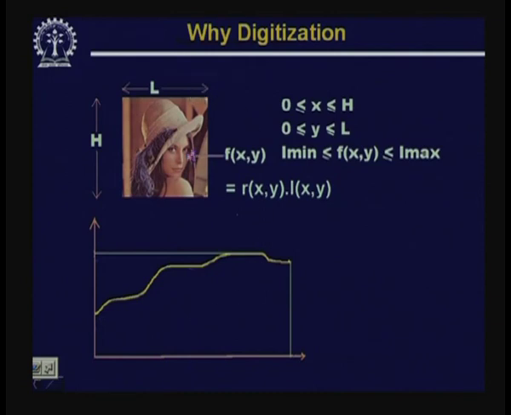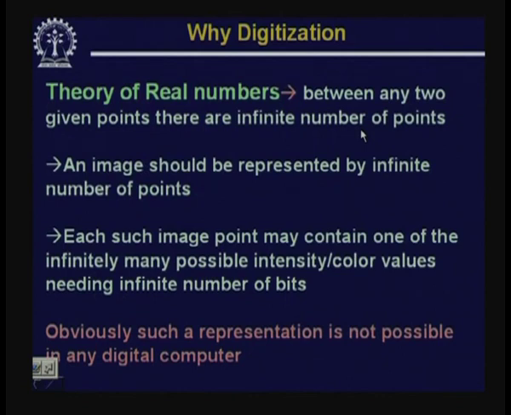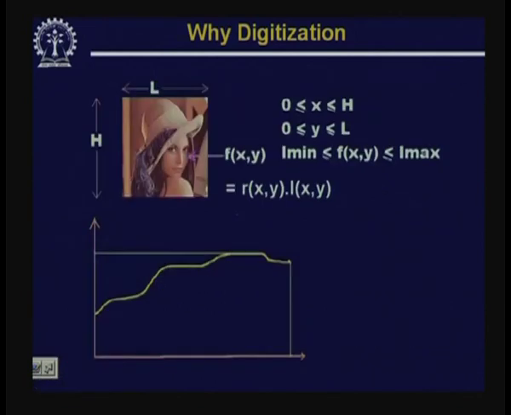When we consider a continuous image, the intensity can assume any value between a certain minimum and a certain maximum, and the coordinate points x and y can also take any value: x can vary from 0 to h, and y can vary from 0 to L. Now, from the theory of real numbers, you know that between any two points there are infinite number of points. So, as x varies from 0 to h, there can be infinite possible values of x between 0 and h. Similarly, there can be infinite values of y between 0 and L.